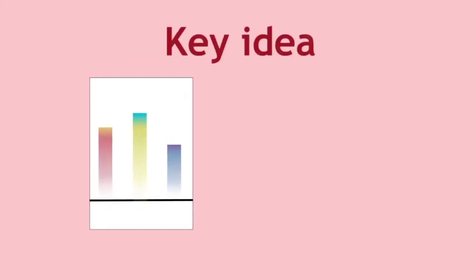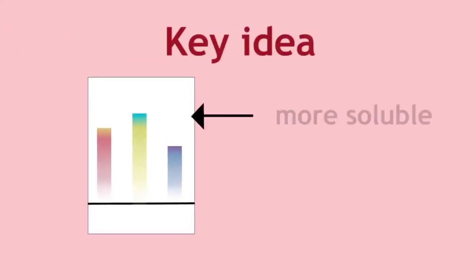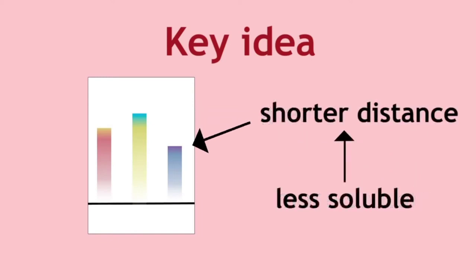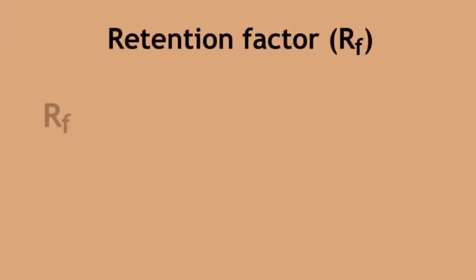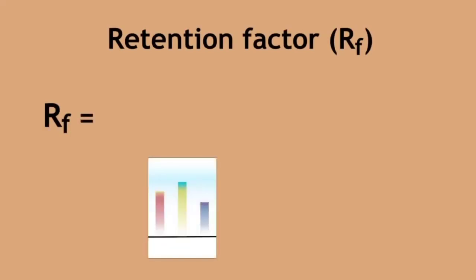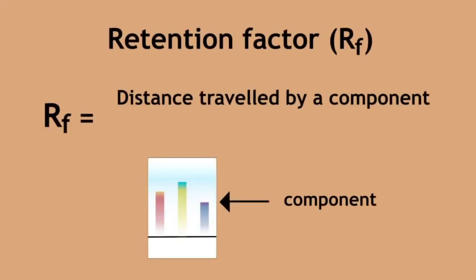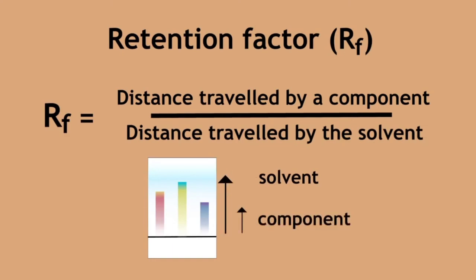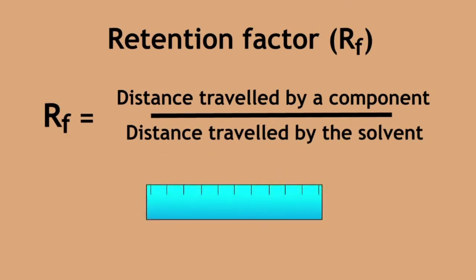Here is the key idea. A component that is more soluble in water travels a greater distance up the chromatography paper, and a less soluble component travels a shorter distance. The retention factor, or RF value, is a measure of the distance that a separated component has traveled compared to the distance that the solvent, in our example, water, has traveled. These distances can be measured using a ruler.